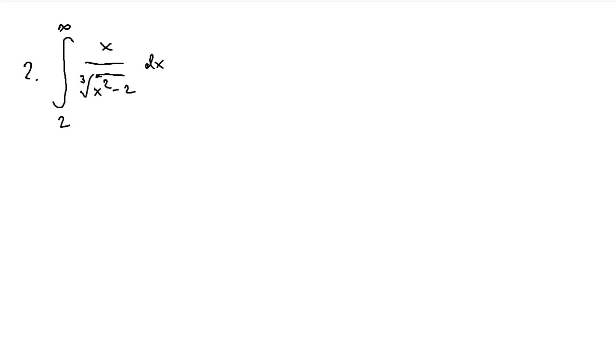So for number 2, we have the integral from 2 to infinity of x over the cube root of x squared minus 2. And once again, because there is an infinity here as one of my bounds, I'll set up limit notation. And I'll replace infinity with a variable, so I'll just call it b. Limit as b approaches infinity of the integral from 2 to b of x over the cube root of x squared minus 2 dx. In order to evaluate this integral, obviously we can just use u substitution.